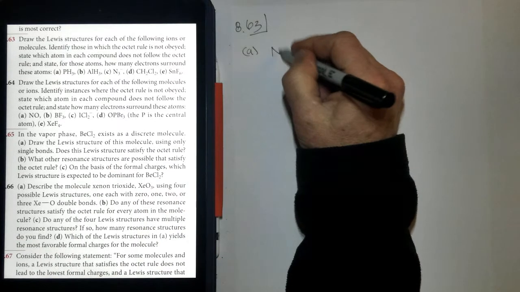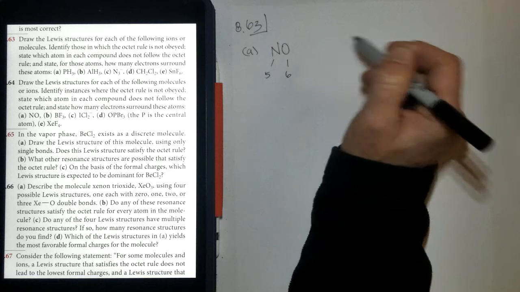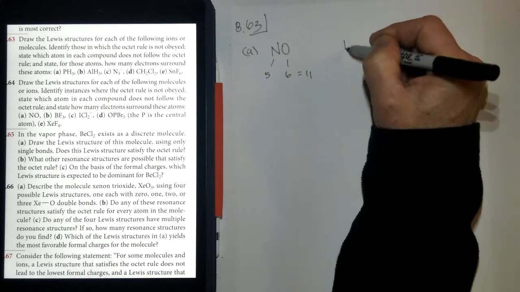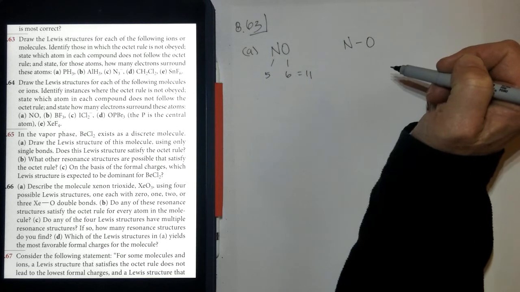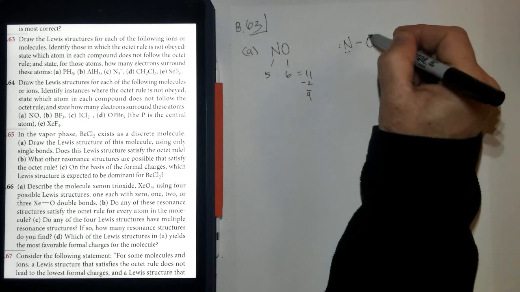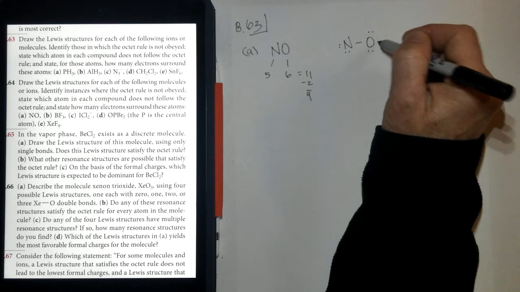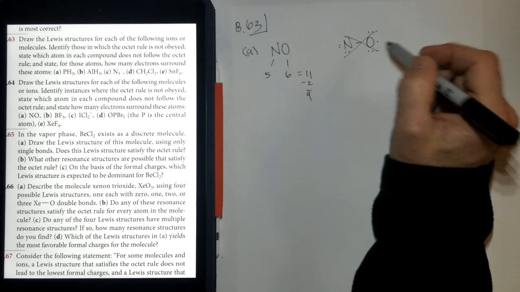So we'll start here with NO. Nitrogen has 5 valence electrons, oxygen 6. We've got an odd number of electrons right here. So it's going to be nitrogen bonded to oxygen. That uses up 2, which leaves us with 9. 2, 4, 6, 8. We're not going to work out very well there. Let's try a double bond and see if that helps at all.